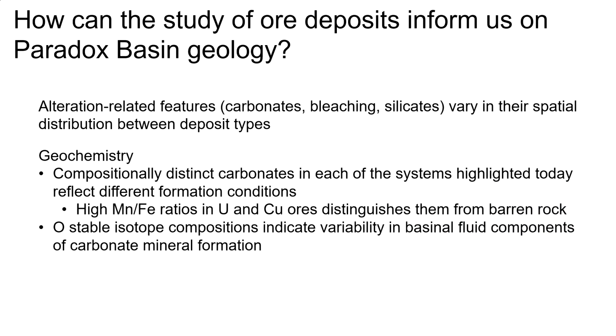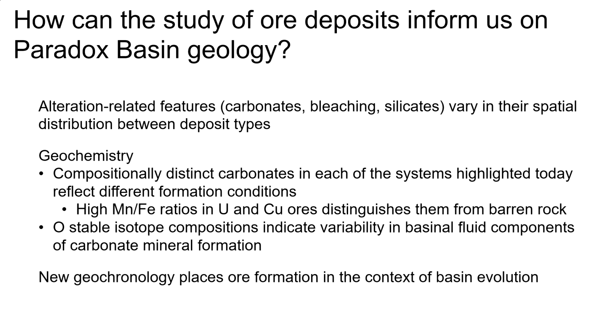But by looking at the different compositionally distinct kinds of carbonates associated with these different metals, we can actually pick out different kinds of geochemical environments in which they formed, where we see differences in the manganese to iron ratios between ore-bearing and non-ore-bearing rocks. We can do something similar with the oxygen stable isotopes to distinguish between the different fluid components that might have formed the carbonates and ultimately the different copper sulfides or uranium oxides within these systems. And then lastly, the new geochronology that I've shown you today is able to place different times of ore formation in the context of the Paradox Basin as it evolved through time.